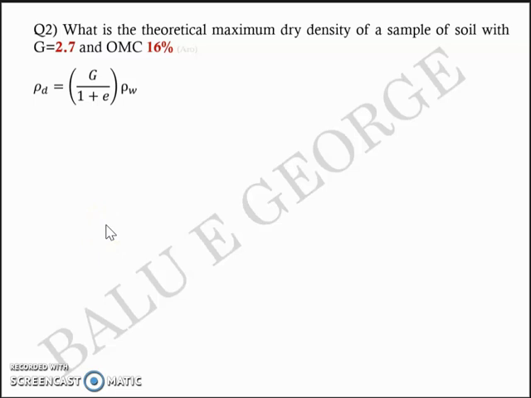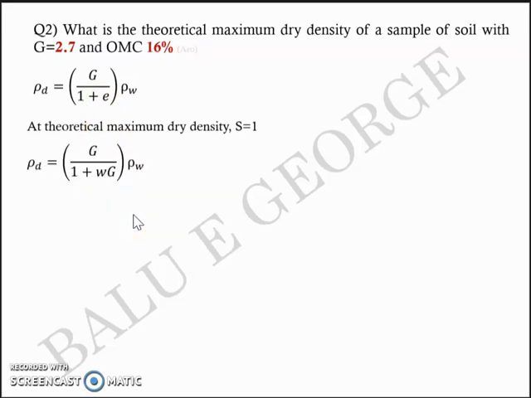Now, at theoretical maximum dry density, as we explained during the compaction test, it will have saturation 100% theoretically. So I can write e to be equal to wG by S, where S equal to 1. So the expression becomes rho d equal to G by 1 plus wG into rho w, where water content is already given 16%, specific gravity is already given 2.7, and substituting you will get the answer for rho d as 1.88 gram per cc.